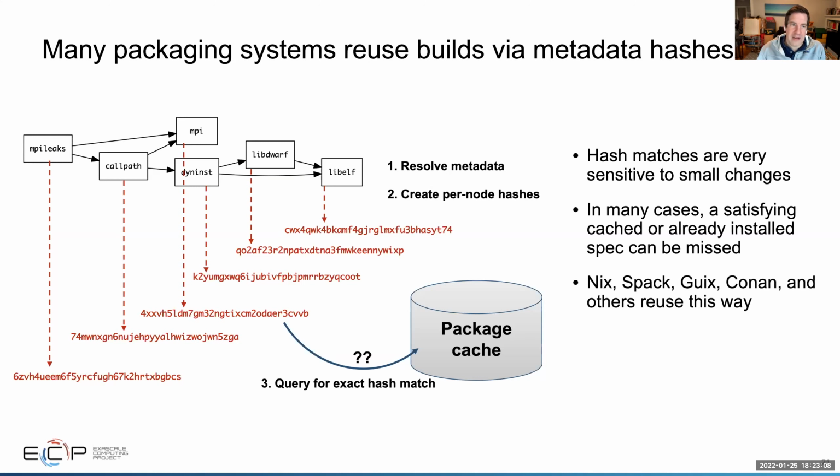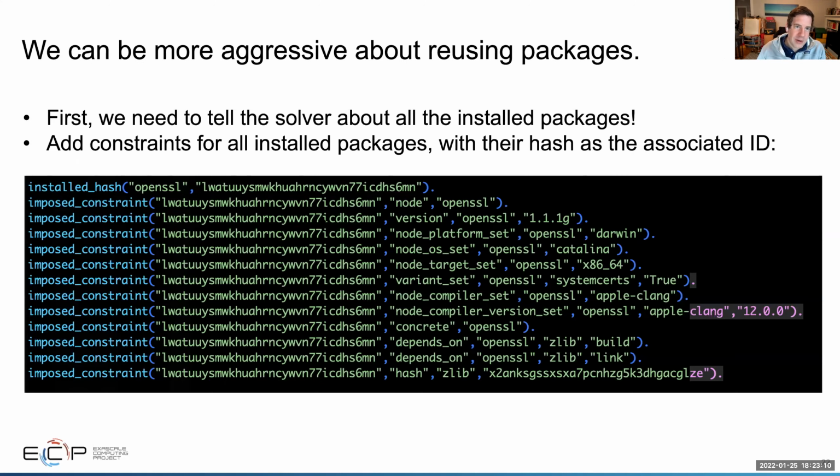So what we've been able to do with ASP is we can actually tell the solver about all the installed packages and their configuration so that we can make sure that all the constraints are consistent. So we can say, hey, OpenSSL is installed with this version. It imposes these constraints on the OpenSSL version that we resolve in the DAG if you pick this hash, right? And so what this is basically saying: here's a hash. These are all the properties of it. If you pick it, all of these have to be true for yourself.